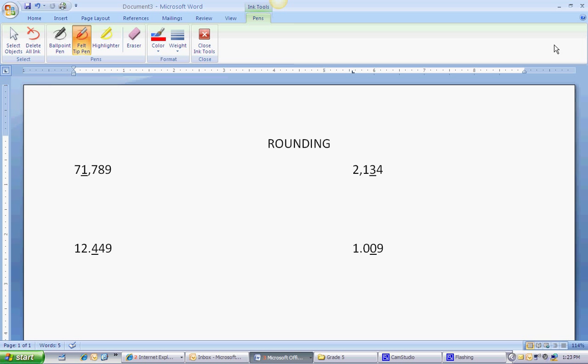When you're rounding, you always want to look at the number to the right. So for instance, if I'm looking at this, the number to the right is a 7. The rule is that if the digit is 4 or less, you want to round down. If the number is 5 or greater, you want to round up.